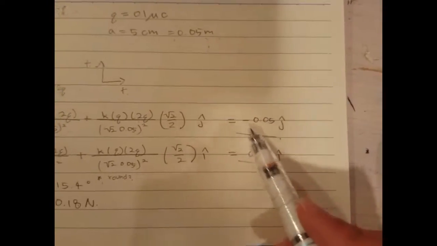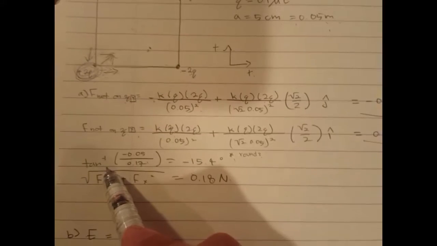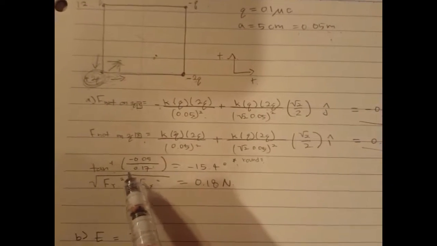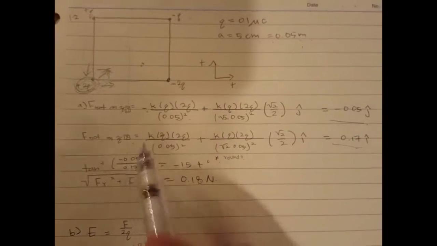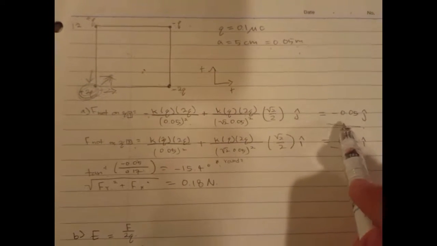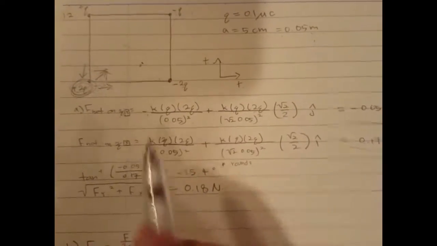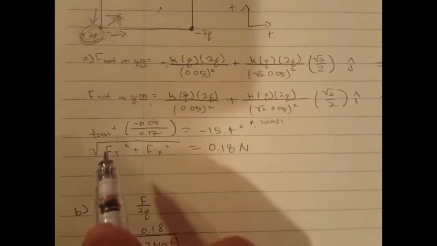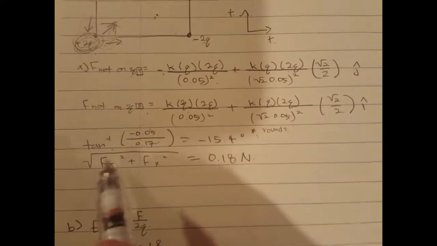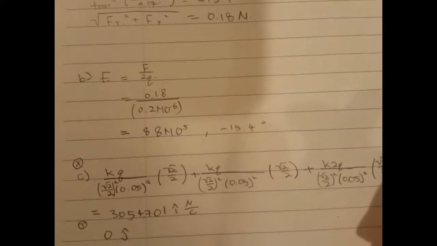So we get the answer, negative 0.05 and 0.17. To find the angle between these two, we have to do inverse tangent of y over x. It's important to use not the rounded numbers such as these, but the exact numbers on your calculator, and that helps you get the correct answer. And then when you want the magnitude, you do y squared plus x squared, and you get 0.18 newtons.